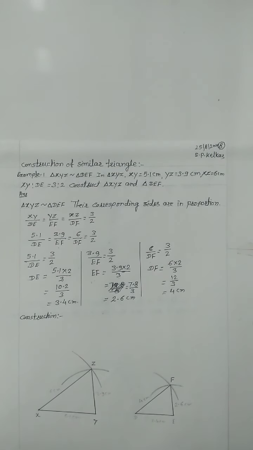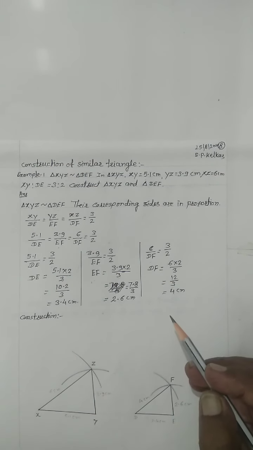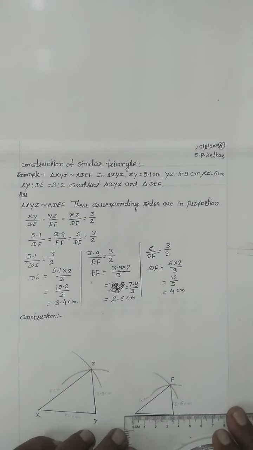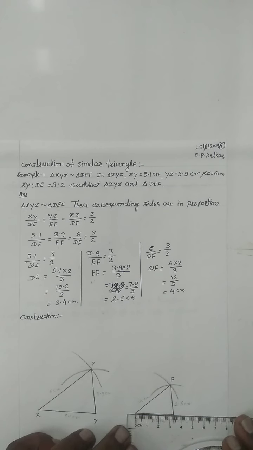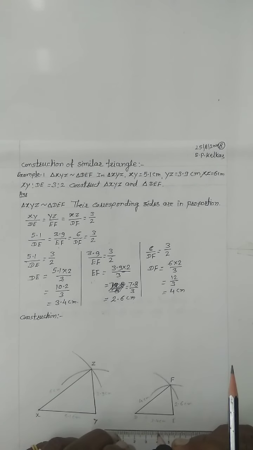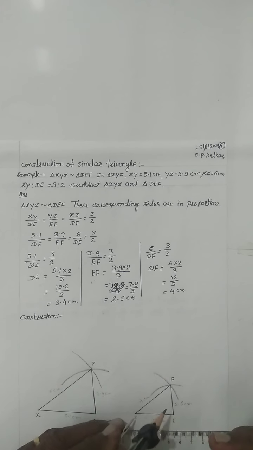Then draw the triangle DEF. Now first take DE equal to 3.4 centimeter using the scale. Then take a compass and take a distance between two terminals of the compass, DF equal to 4 centimeter, and draw the arc.